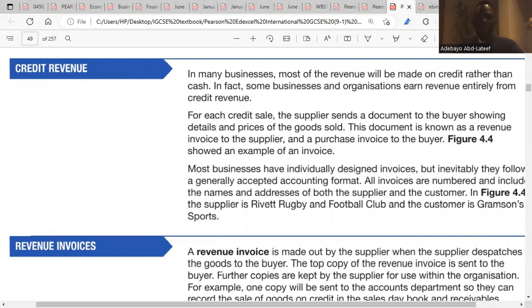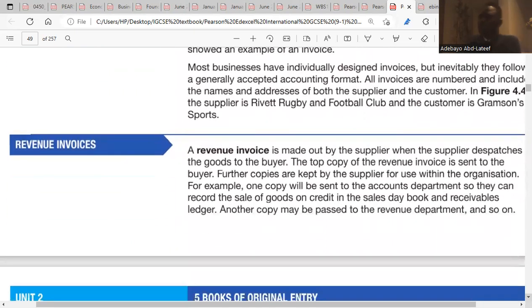It's clear, right? So what happens when there's a credit revenue? The business will issue a revenue invoice. As soon as you are delivering or dispatching the products to the credit customer, you issue a revenue invoice. The revenue invoice will be used by the revenue department to record all invoices. Because you don't have just one customer, you have different customers, each customer will have its own revenue invoice.